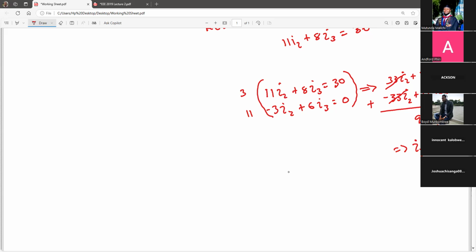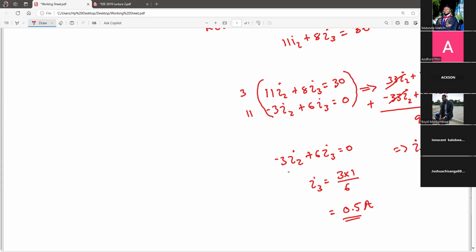Since I know what I3 is, I can get I2 from using any of the two equations that we already know. So I can still say negative 3i2 plus 6i3 should be equal to 0. If I do that, then i3 should be equal to 3 times 1 over 6. This would give me 0.5 amps.